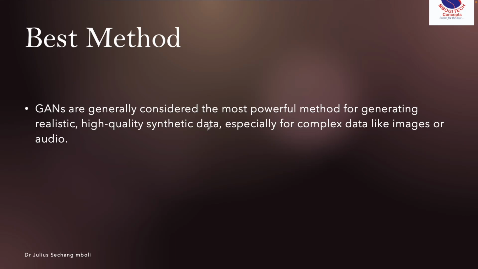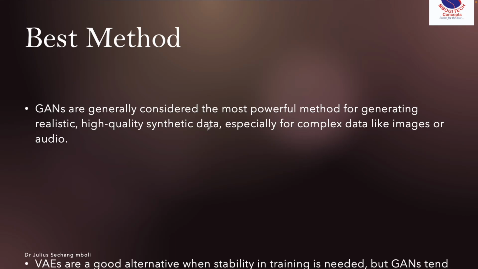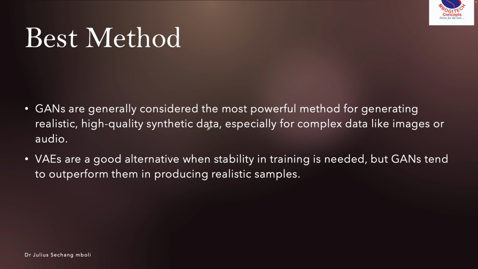They just increase the training time, improve the parameter tuning, use the best learning rate, etc., to be sure to get the best out of it. But maybe GANs are the best, or maybe they are not. This is also followed by VAEs, which are a good alternative when stability in training is needed, like we said before. But GANs tend to outperform them in producing realistic samples. So it's up to you. If you have the compute power and the expertise to train GANs well, then maybe you want to go for GANs. Otherwise, you can come down to VAEs.